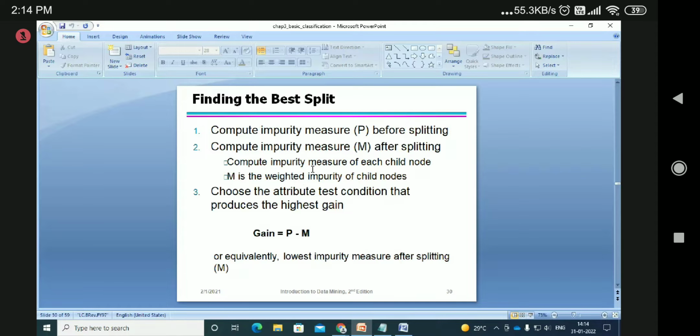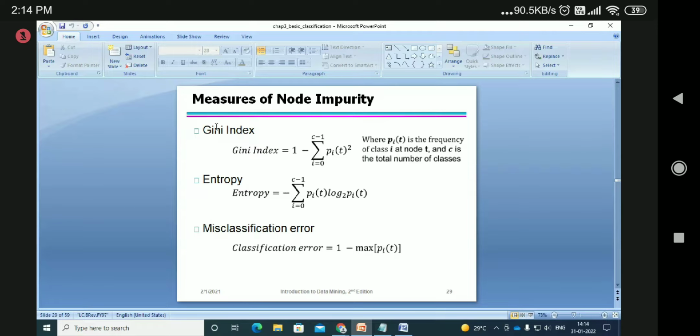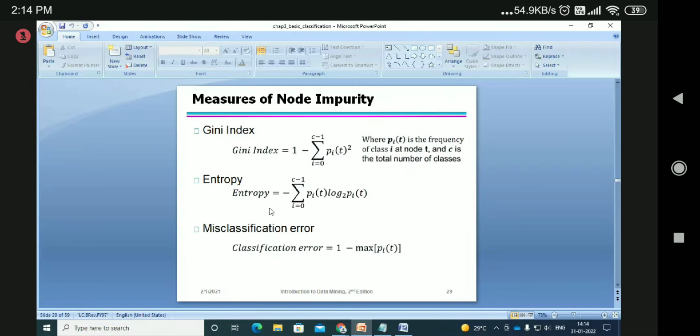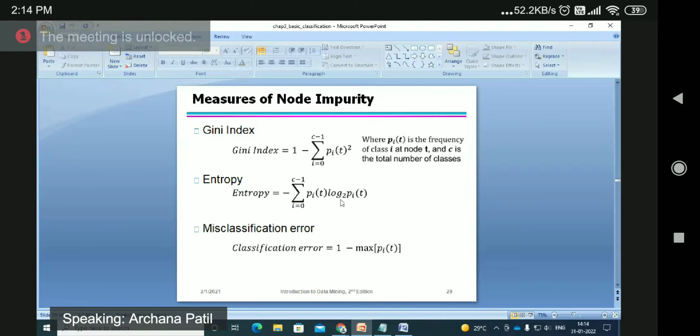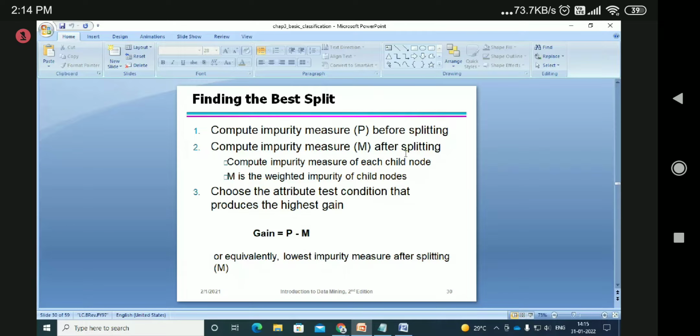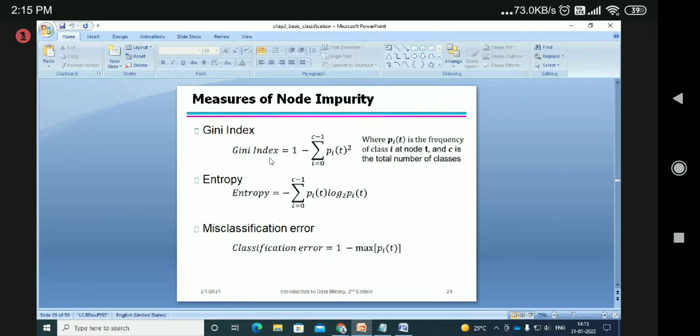And how are we going to do that? We are interested in finding the best split, and that best split we are going to find using the Gini index. Currently we are going to have a look at the Gini index. So how will we do that? Compute the impurity measure, which tells you the impurity. Compute the impurity measure P before splitting the node, and then compute the impurity measure M after splitting the node. How to get the impurity measure is using the formula that we have seen. Before splitting the node, we simply apply this simple formula.